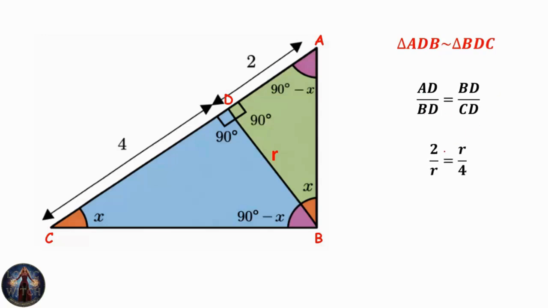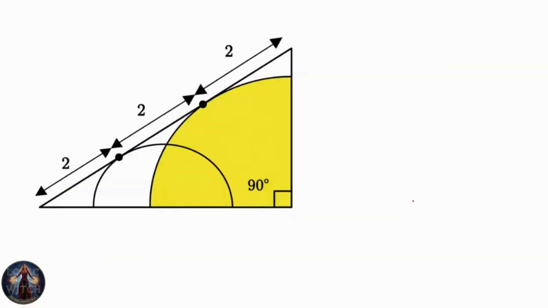Substituting the values, we'll get 2 upon R is equal to R upon 4, and on cross multiplication I'll be getting that R square is equal to 8. Now we have the value of R square. Let's just move to the original figure, which is this.